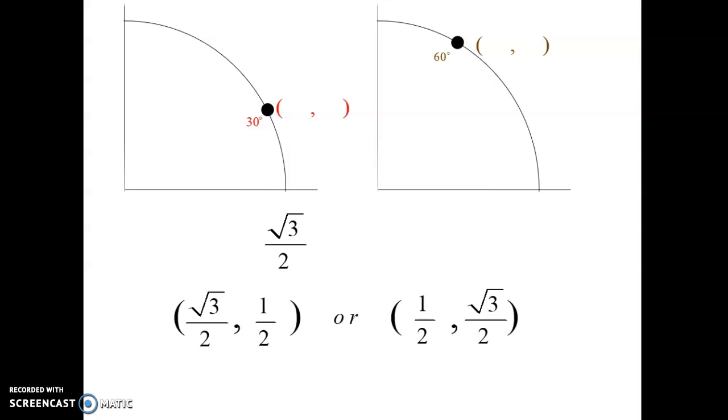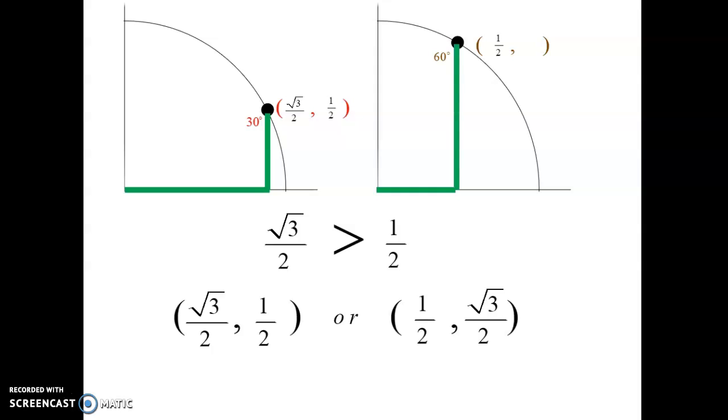Okay, and the way we can figure this out is that root 3 over 2 is about 0.866 versus 1/2 is 0.5. So if we're looking for the x value of these points, the 0.866 is bigger than 0.5. So that means as you cross the x-axis, the longer one, root 3 over 2, is going to be the one at 30 degrees. Whereas the shorter one at 1/2 or 0.5 is going to be the one at 60 degrees. So it might help you figure out which point goes where, or starts at least. Okay, so that's one way to think about it.